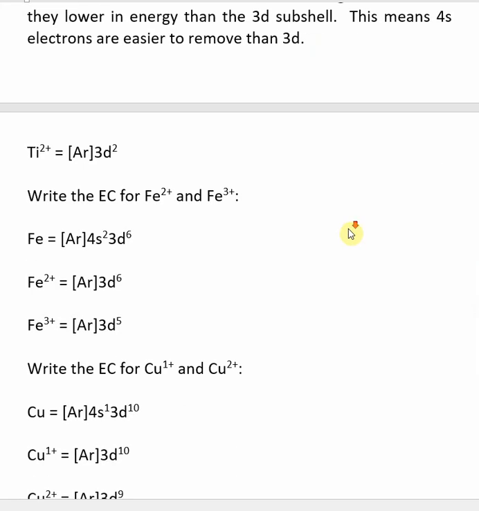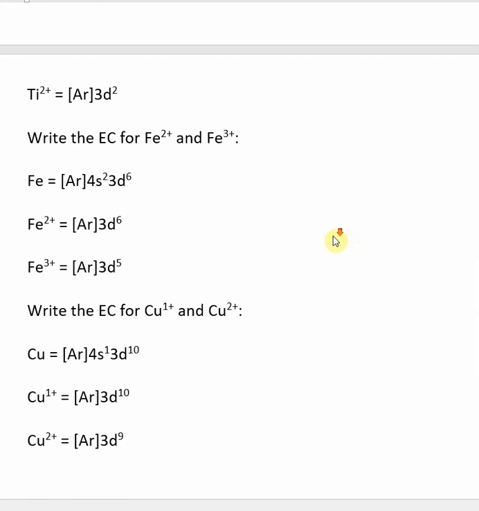So this is also where we can understand why certain transition metals have more than one oxidation state. That's something that was special with transition metals. They could have more than one charge, and it's in these electron configurations where we can see why this is possible. So if we look, we want to write the electron configuration of Fe2+ and Fe3+.